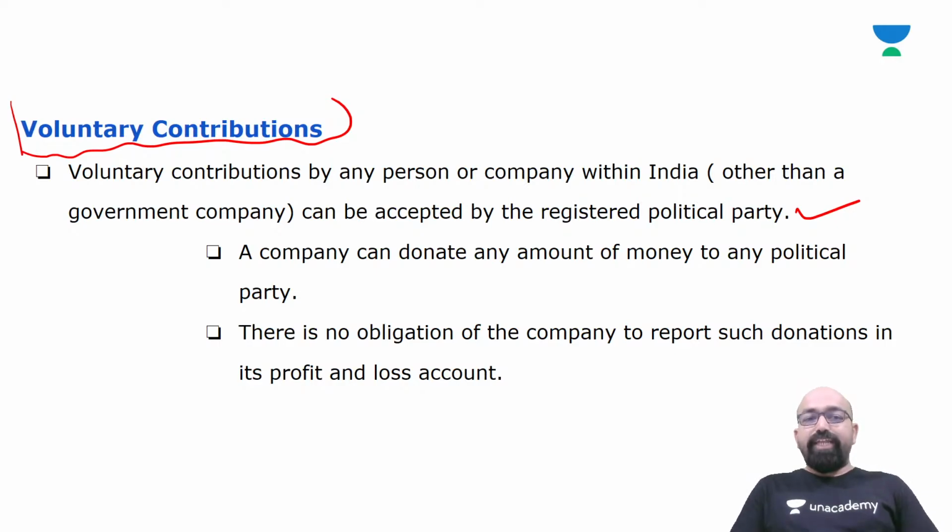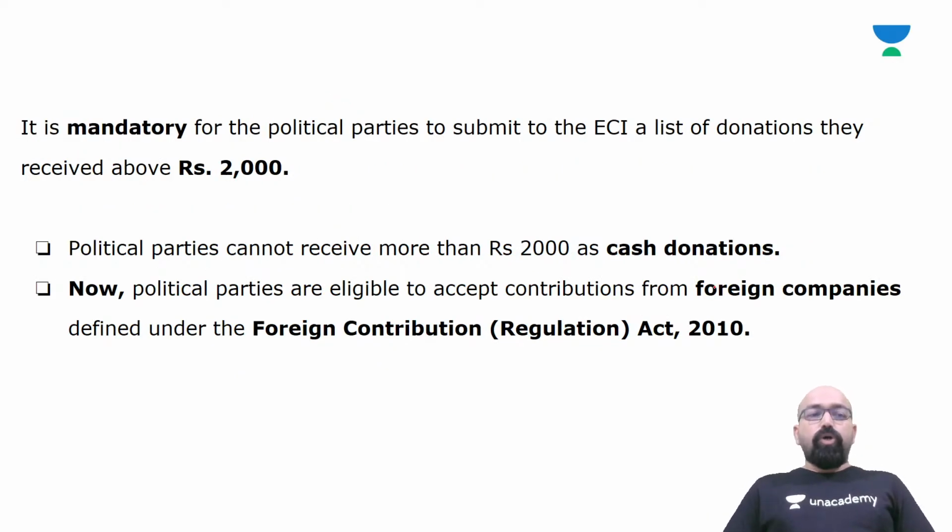So, voluntary contributions. Voluntary contributions by any person or company within India, other than a government company, can be accepted by a registered political party. It is mandatory for political parties to submit to the Election Commission of India a list of donations they received above rupees 2000.